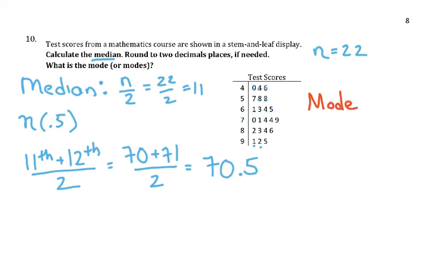We're also asked for the mode or modes. Let's look and see. What do we have? Okay, 58 occurs twice, 74 occurs twice. So I would say the mode is 58 and 74. There are 2 modes in this case.